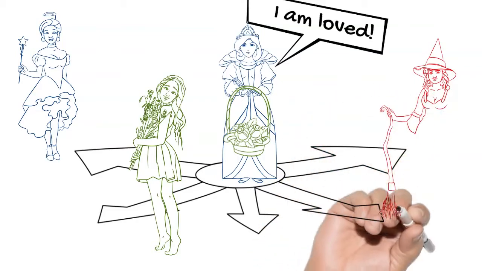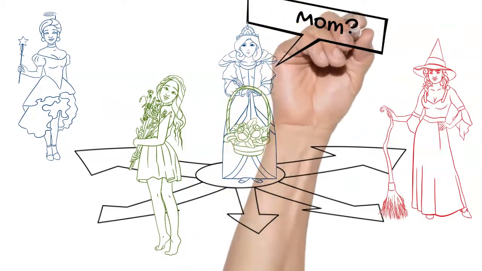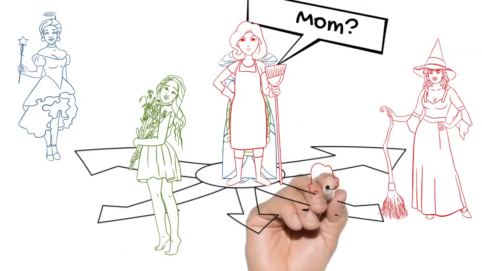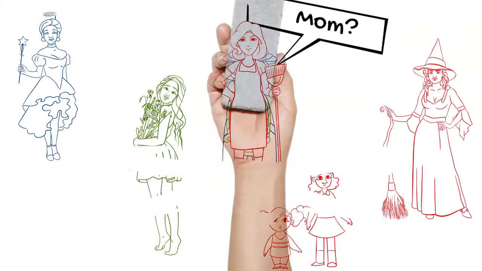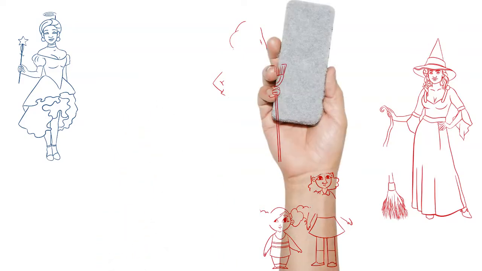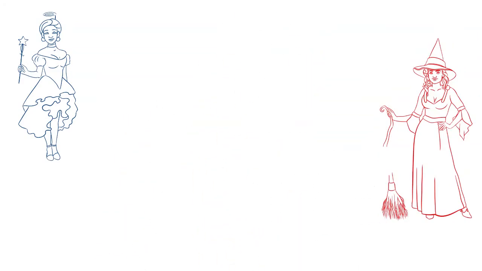Finally, there's the stepmother, who is cruel and ruthless towards the hero, and unfairly generous to her own ugly daughters. She is what is called a shadow archetype, as she is the complete opposite of the fairy godmother.